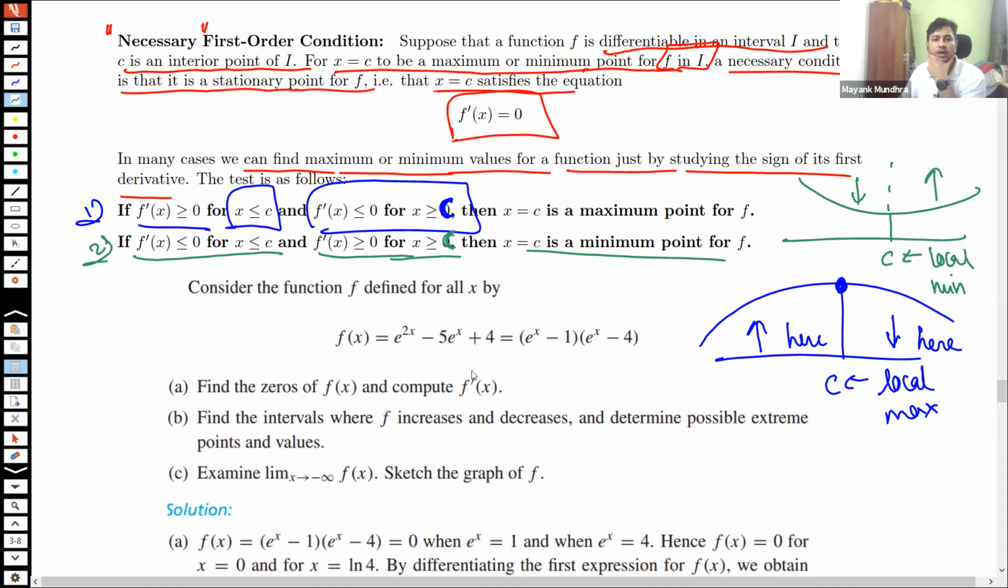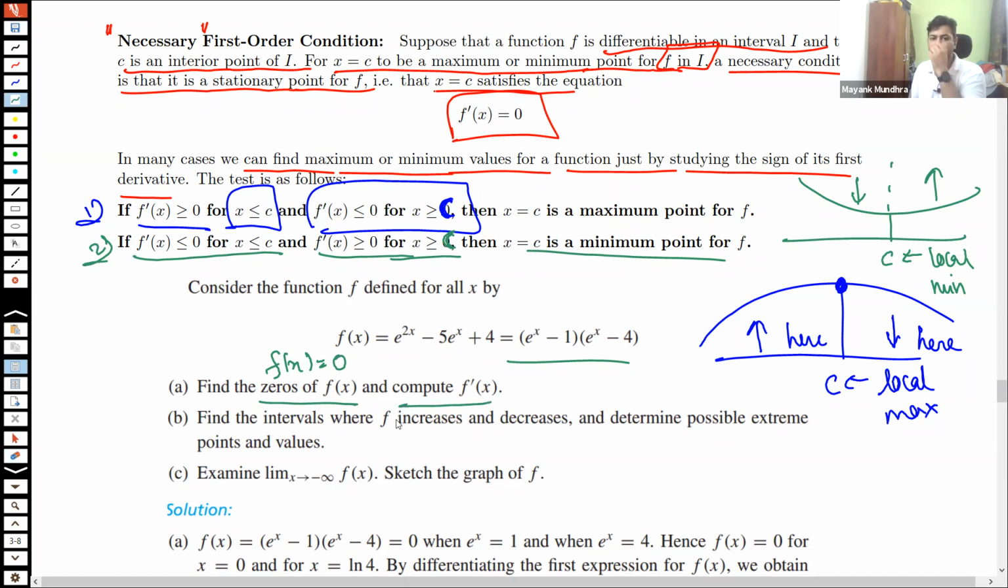Okay. All right. So let's do an example. Consider this function, which is given by this, which you can factorize in this format. Find all zeros of f of x. Zeros means where f of x becomes equal to 0, and find f prime of x. And second part is the interval where it increases, decreases, and third is this. So let's work on this.